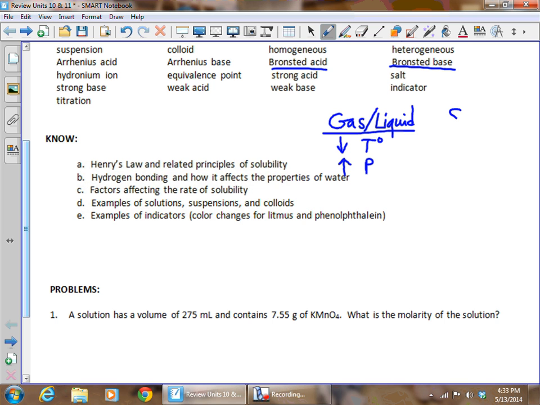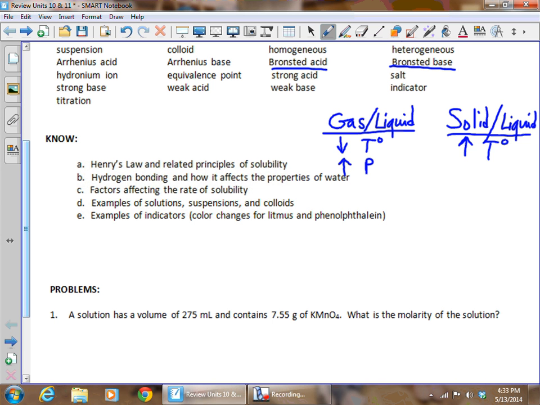When you're talking about a solid in a liquid, to increase solubility, about all you've got to work with on that is temperature, and remember, it's opposite of the gas liquid system. In a solid liquid system, you want to increase the temperature. For the vast majority of solid liquid solutions, increasing the temperature will increase the solubility. So keep that in mind.